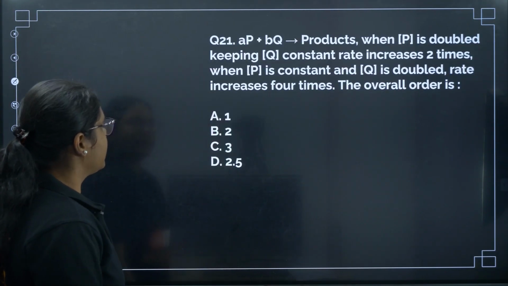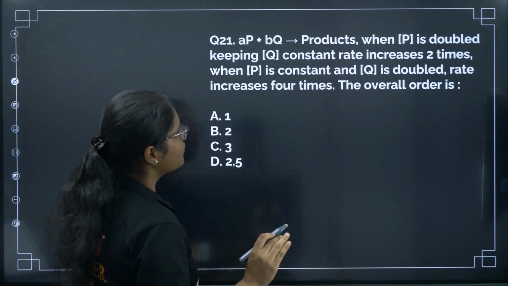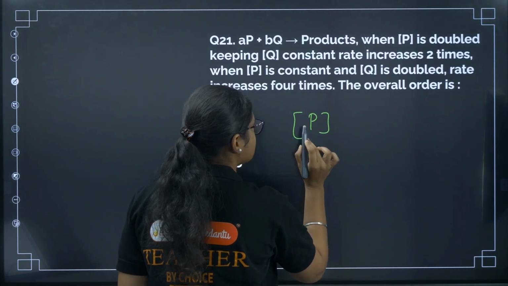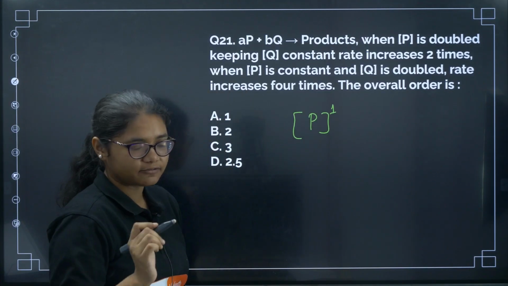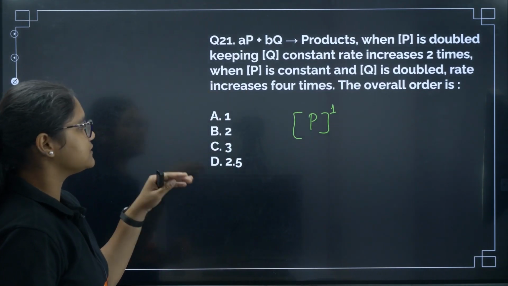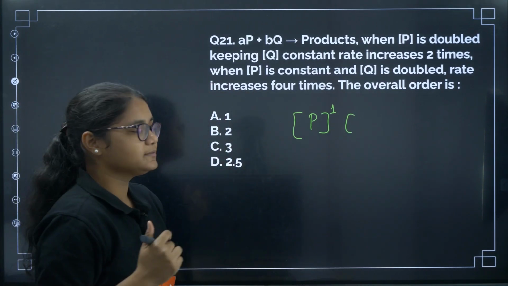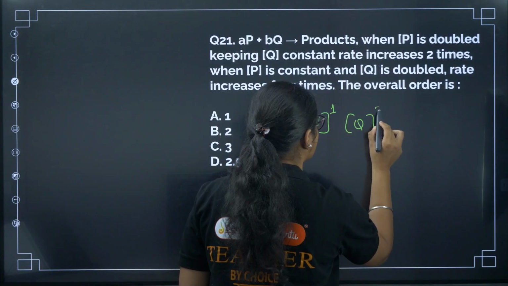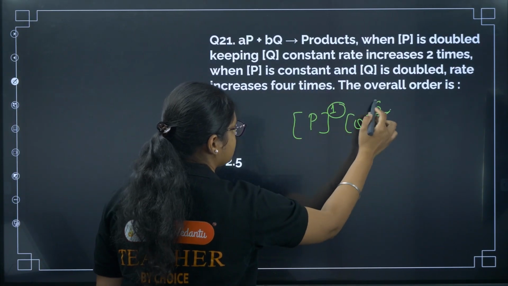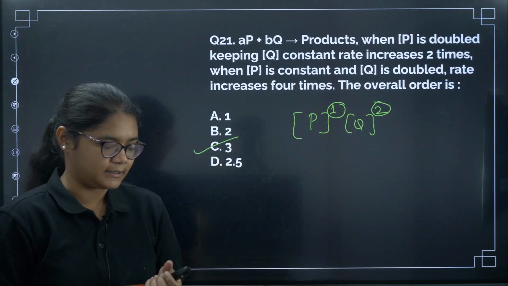Next, A P plus B Q gives product. So there is a reaction when P is doubled, keeping Q constant, the rate increases by 2 times. So you are doubling P and the rate is also becoming double. So with respect to P, it is a first order reaction. Then when P is constant and Q is doubled, the rate increases 4 times. So when you are doubling Q but rate is becoming 4 times, then with respect to Q, it is a second order reaction. Then what is the overall order of the reaction? That is 2 plus 1, 3. So the correct answer for this question is option number C.